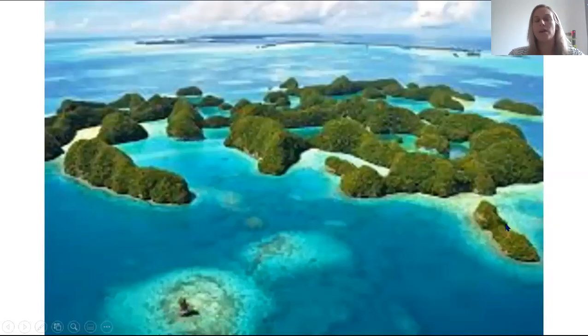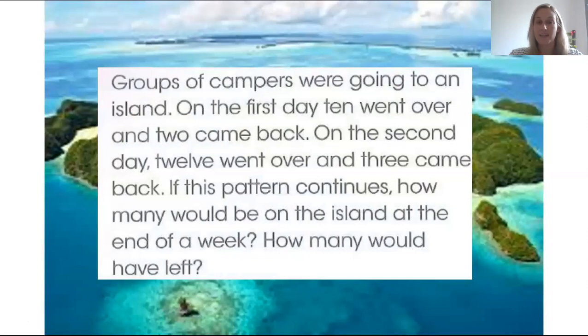Okay, so let's look at the investigate question. And we are going to imagine that there are some campers that are visiting an island. Groups of campers were going to an island. On the first day, 10 went over and 2 came back. On the second day, 12 went over and 3 came back. If this pattern continues, how many would be on the island at the end of a week? How many would have left?